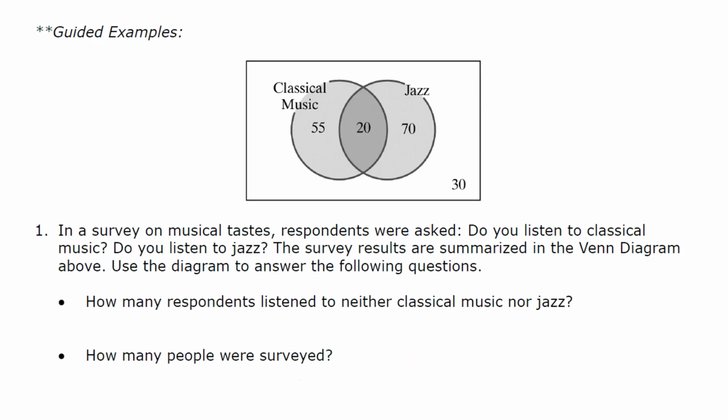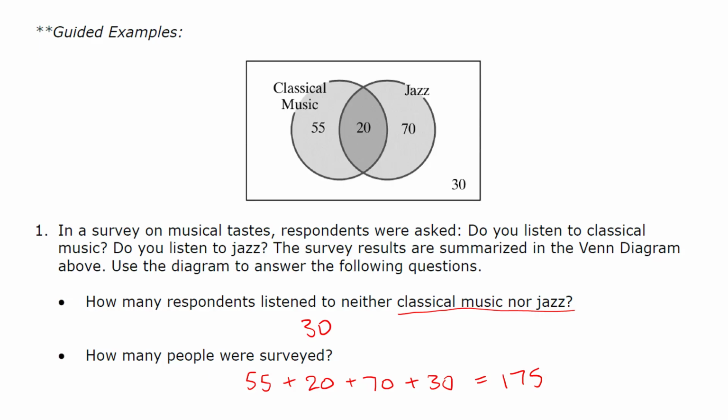How many respondents listen to neither classical music nor jazz? So they didn't listen to classical music and they didn't listen to jazz. So that means this value would not reside within the subsets for classical music and jazz. It would reside outside of that, and that would be 30 respondents. And then how many people were surveyed? So the total number of people would be 55 plus 20 plus 70 plus 30. And that equals 175 people.